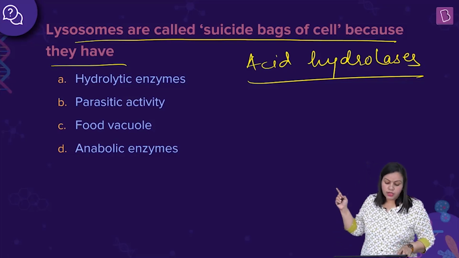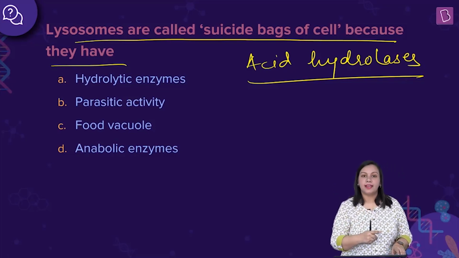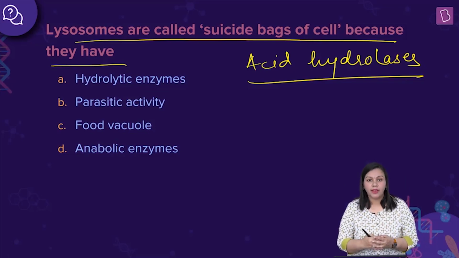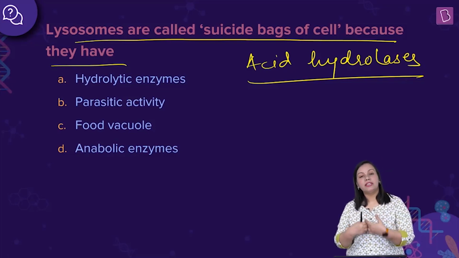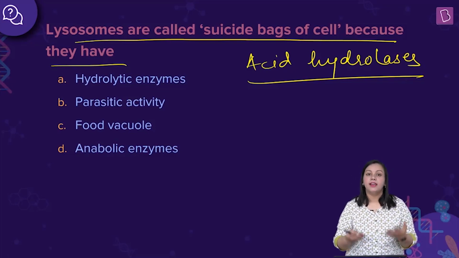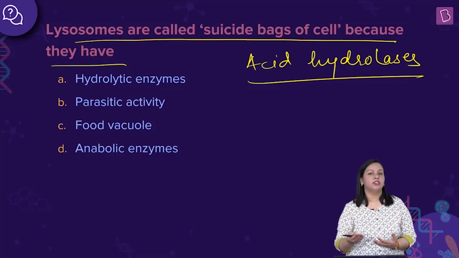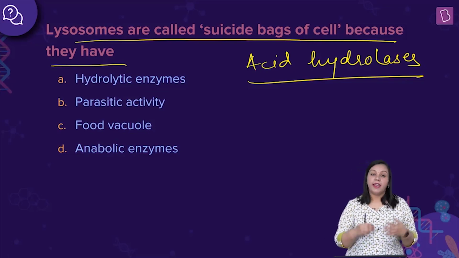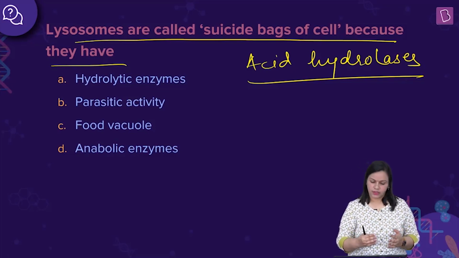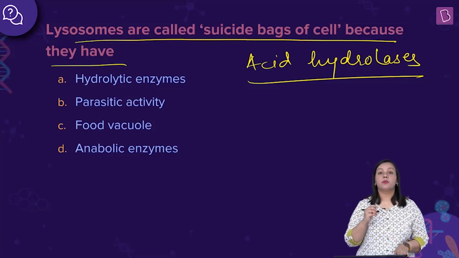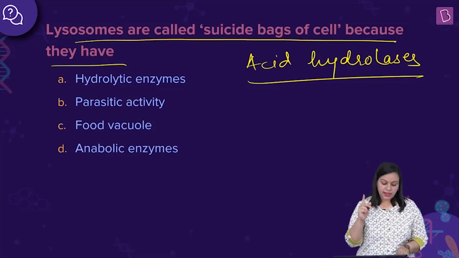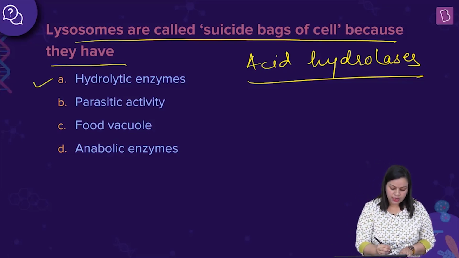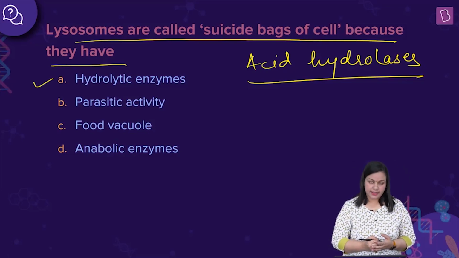So lysosomes are called the suicide bag of the cell because sometimes when cell lysis is required, when the breakdown of the cell is required, the lysosomes literally release their whole content in the cell, thereby bringing about the death or killing of the cell. Hence, it is called the suicide bag of the cell. This is happening because of these special enzymes which work in the presence of water, as I specified. Hence, the right answer here would be option A, that is hydrolytic enzymes.